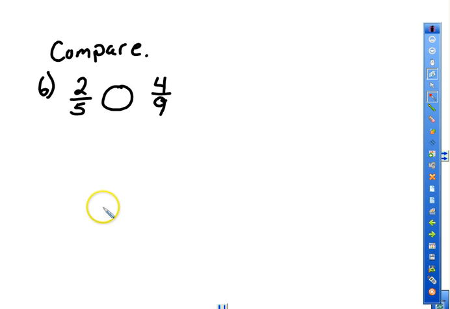Now we're going to compare. And speaking of least common denominators, yes, you need to make certain you do that first before you can compare. So go ahead and hit pause and solve this.